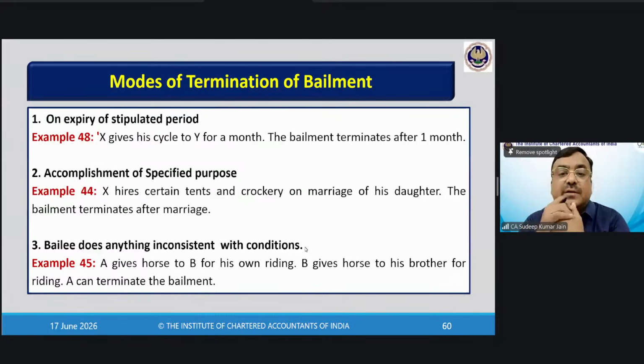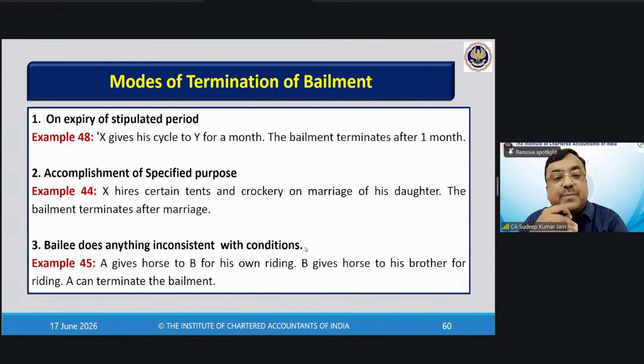Now the time to discuss the modes of termination of bailment. The direct question of 5 to 6 marks can be asked on these points. What are the modes of termination of bailment? First is on expiry of the stipulated period. It means if the bailment is for a specific period, after the expiry of the period, the bailment comes to an end. See example number 48. X gives a cycle to Y for a month and the bailment terminates after 1 month.